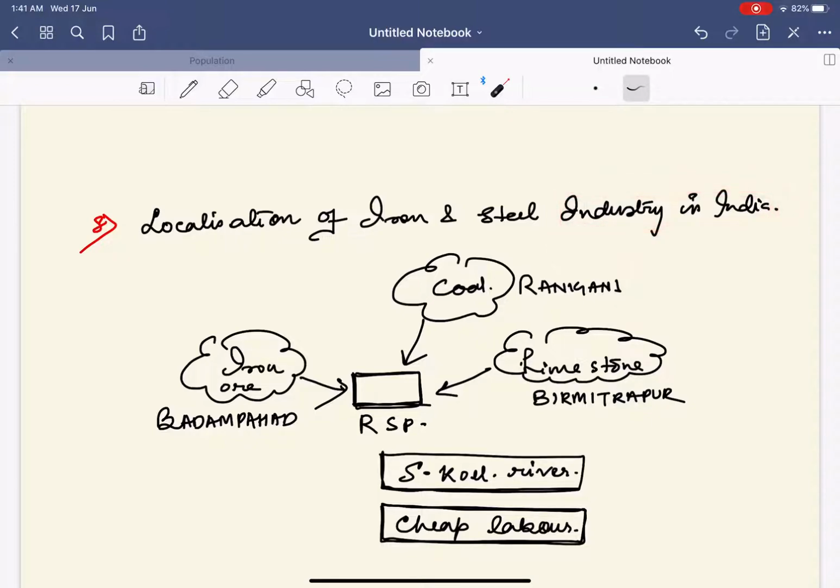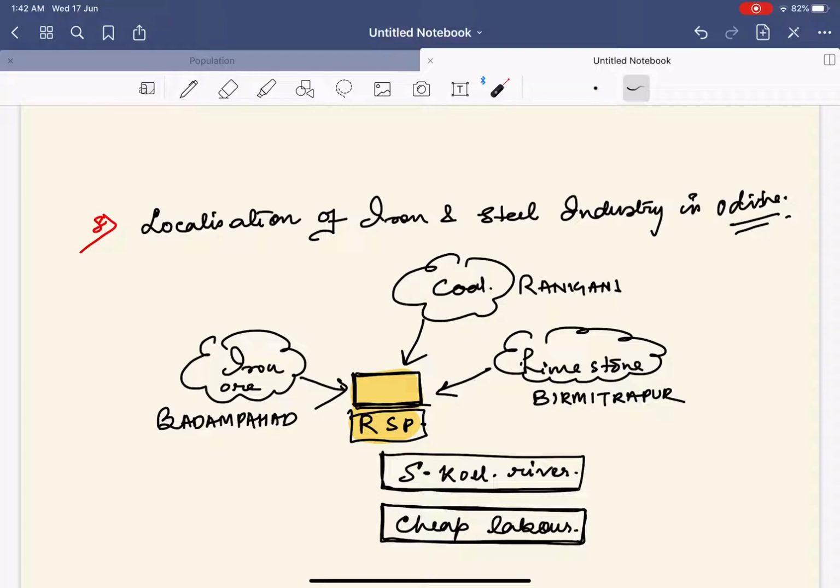discussing the location of the iron and steel industry in India. Understand this. See, iron and steel industry of the Odisha. I'm sorry, this is Odisha, not India. Now, in this context, I have drawn this diagram for you to understand. This is what I have drawn over here: RSP. RSP is nothing other than your Rourkela steel plant. Now, Rourkela steel plant, as most of you know, is located in your Rourkela.